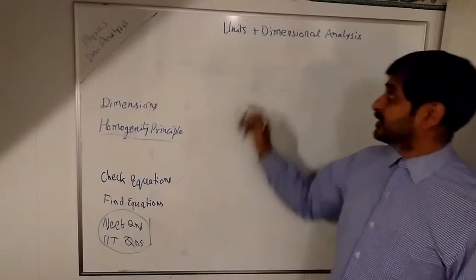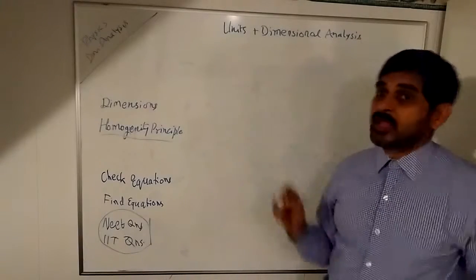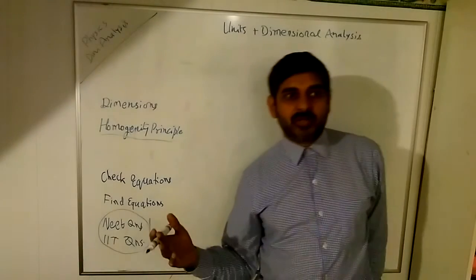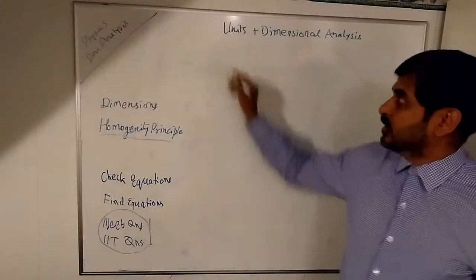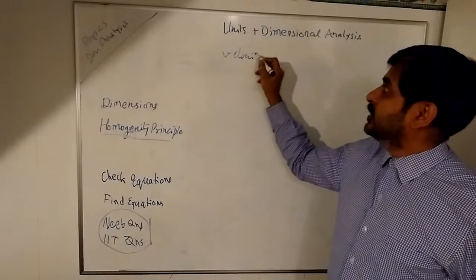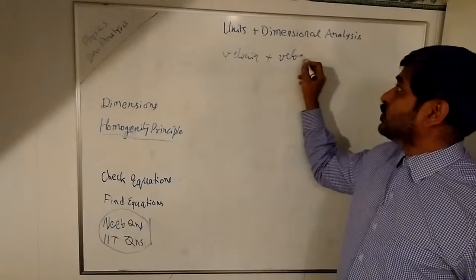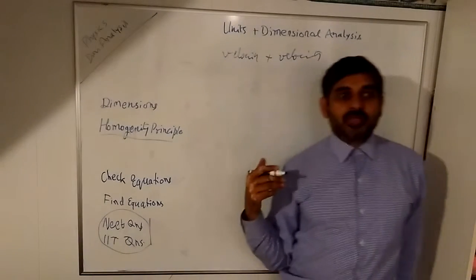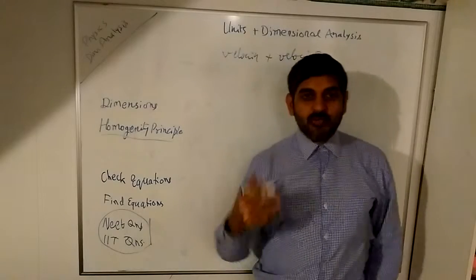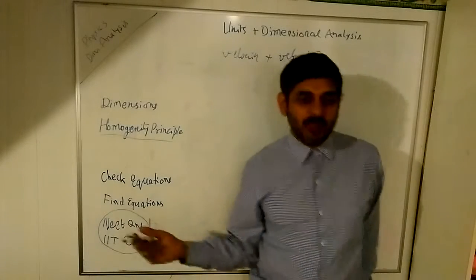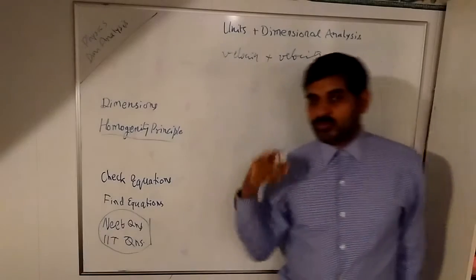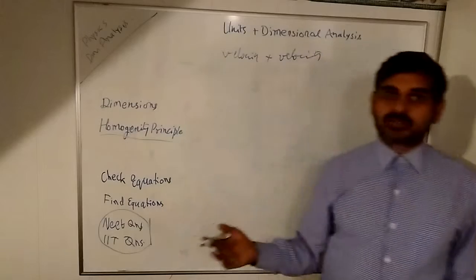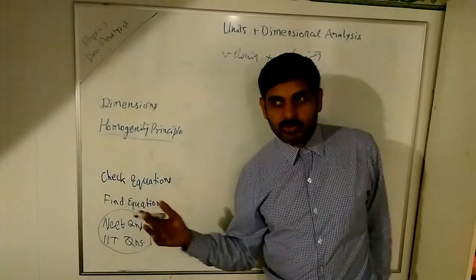The name looks a little difficult, but it's really a very simple thing. The homogeneity principle says simply that you can add one type of quantity only to the same type of quantity. So you can add only velocity to velocity. You cannot add a distance to velocity. It's a very simple thing. If I ask you 2 minutes plus 4 meters, how much is it? It's an absurd question. So you cannot add a time to a distance. In the same way, you cannot add a velocity to a distance. You cannot add a pressure to a force, and so on and so forth.